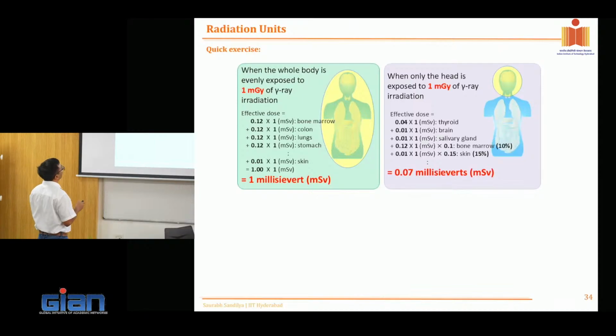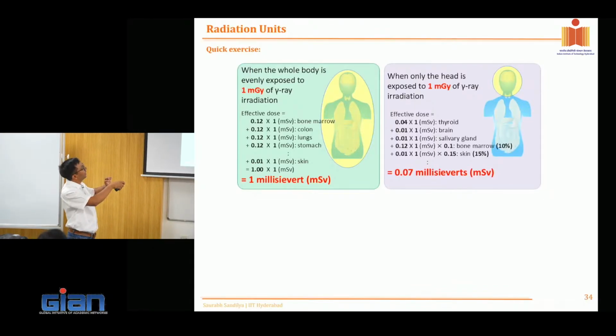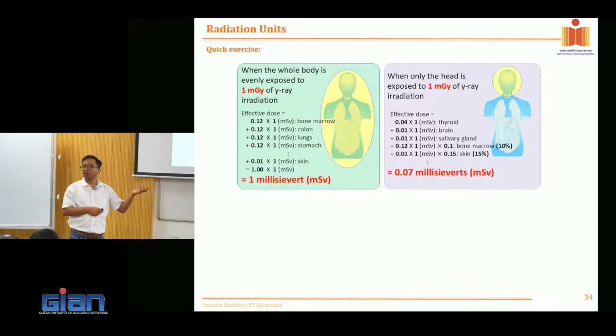Since the entire body is exposed, you take bone marrow, colon, lungs, stomach, skin, and multiply by the tissue weight factor. Since it is gamma ray, what will be the radiation weight factor? 1. So that's why 1 is used here. If you change it to proton or something else, 2 will be used here. You multiply by the tissue weight factor, and ultimately it comes out to be 1 millisievert. But if only the head is exposed, then what happens?